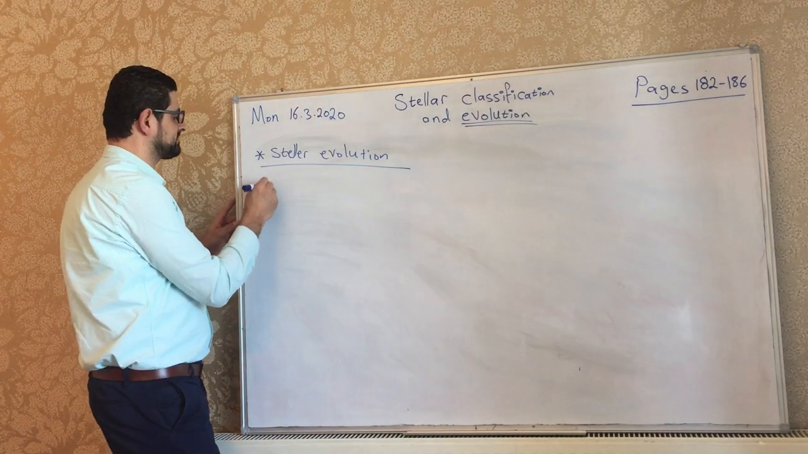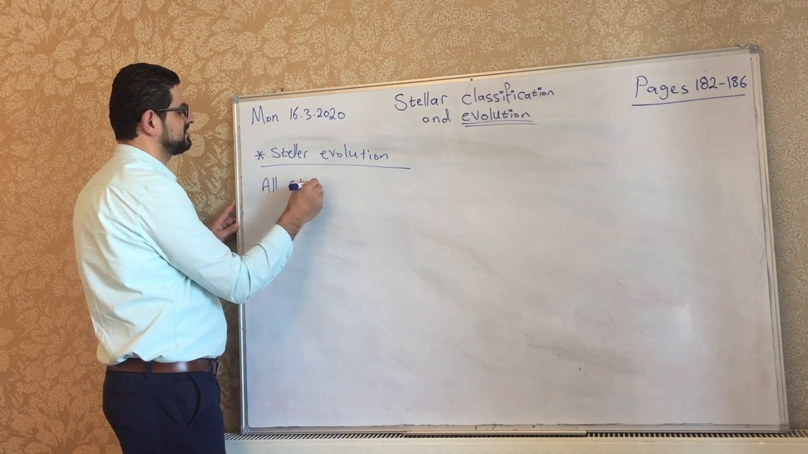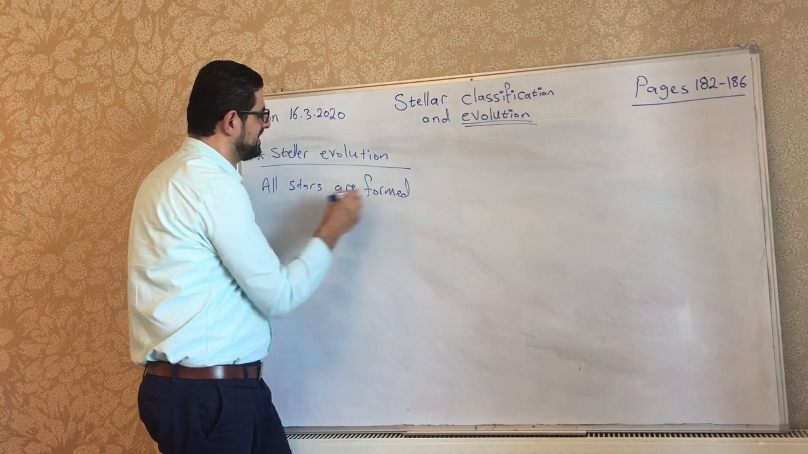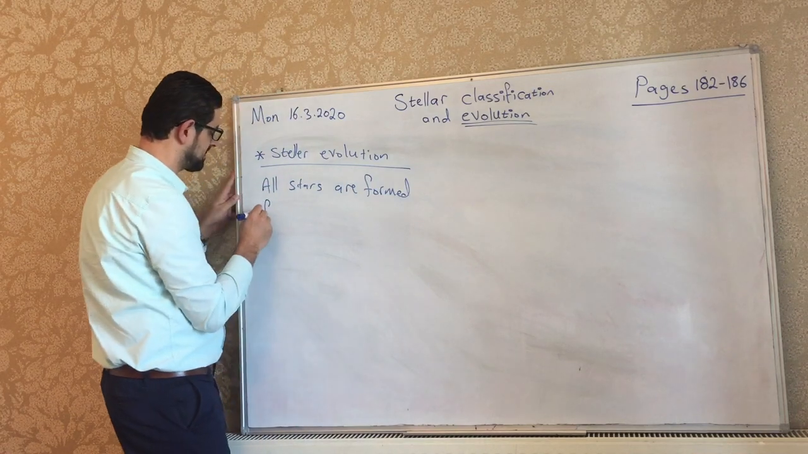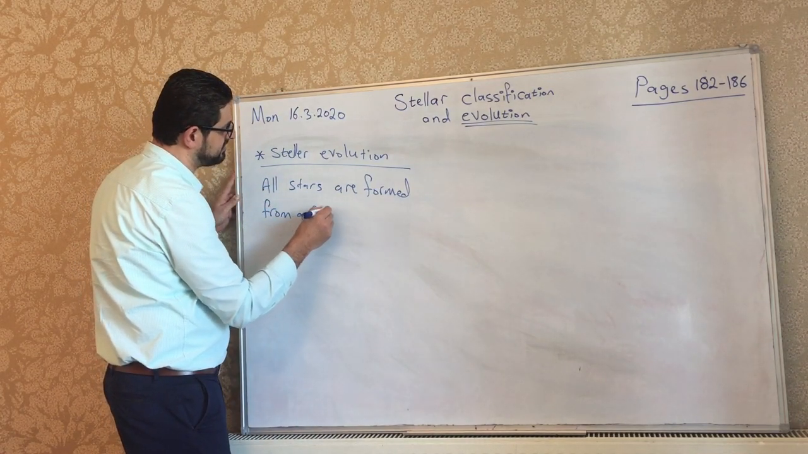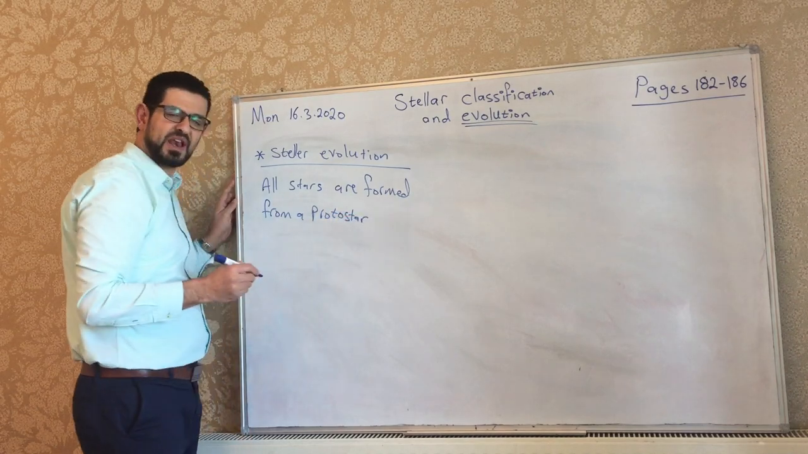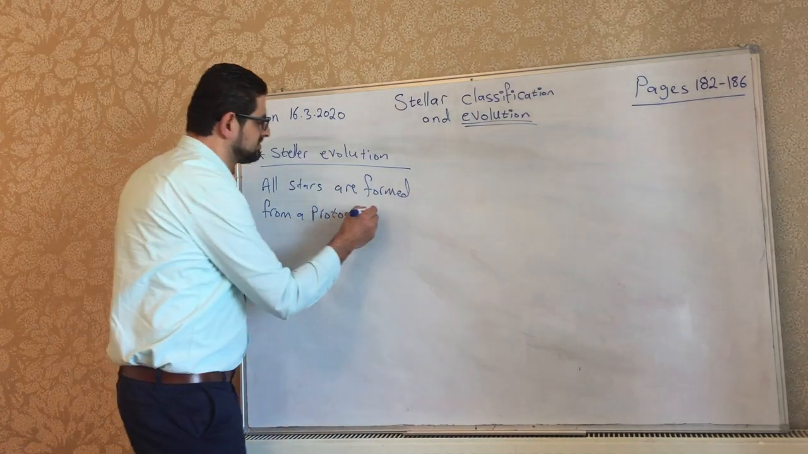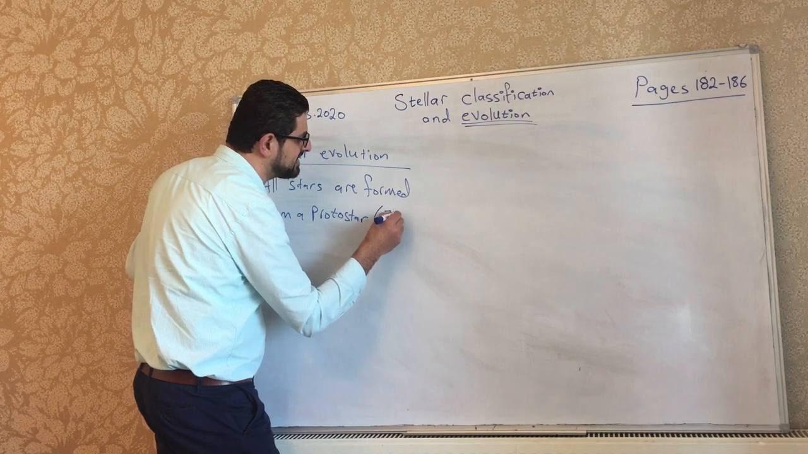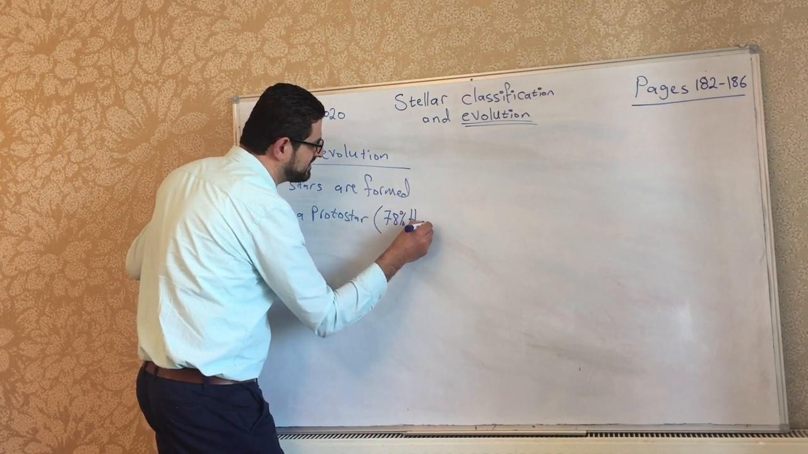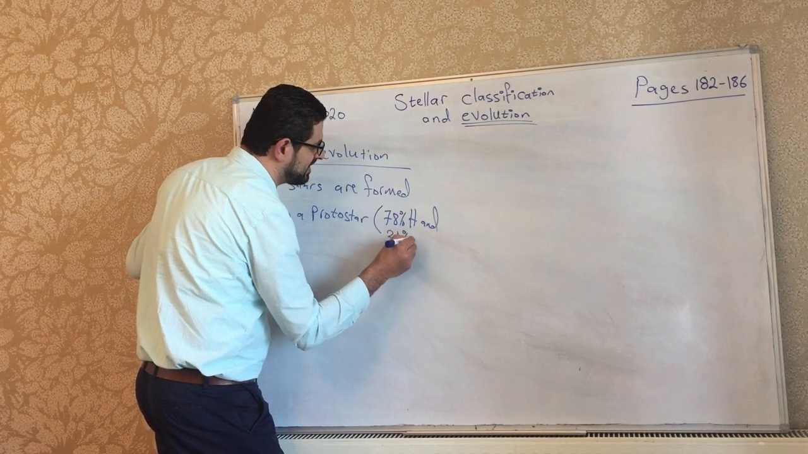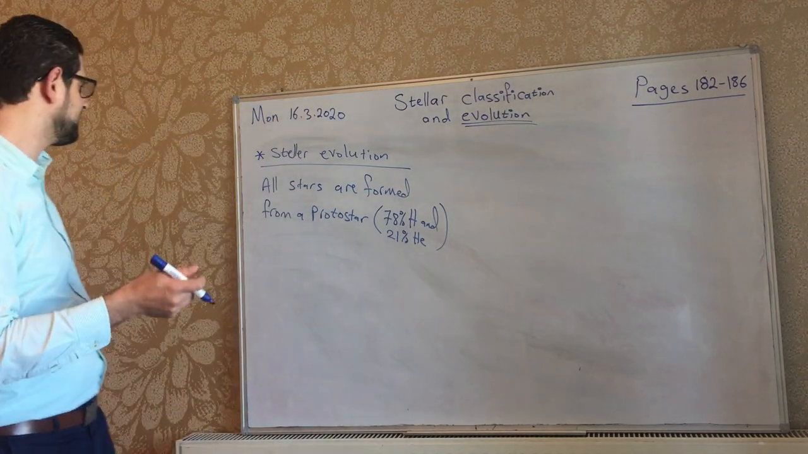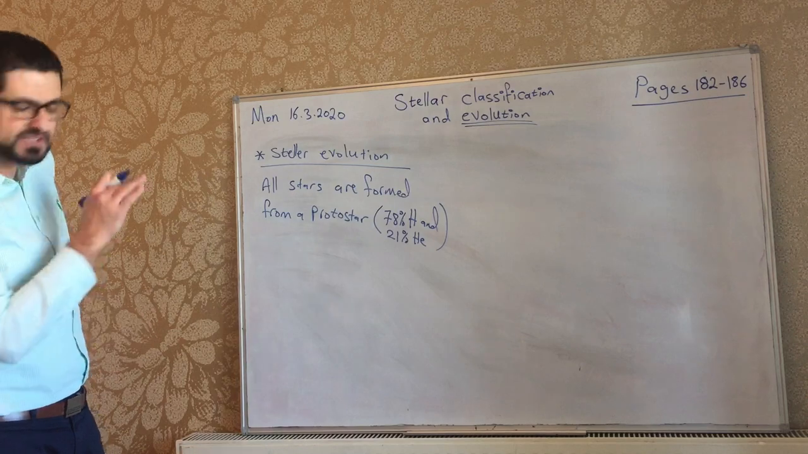All stars are formed from a protostar. What is this protostar? It is a cosmic cloud of cosmic gases that contains, you don't need to memorize these, 78% hydrogen and 21% helium and 1% all other elements that exist in the universe. So all stars start from a protostar.